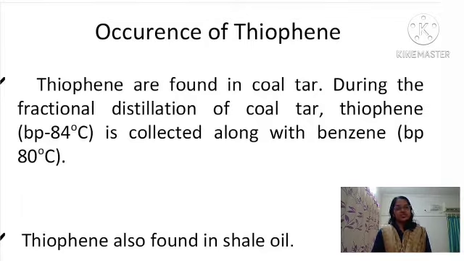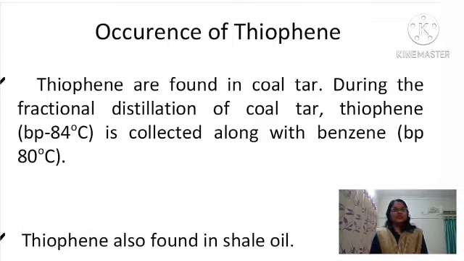So during the fractional distillation of the coal tar, we will get thiophene along with benzene, because thiophene and benzene have comparable boiling points. That is, thiophene has a boiling point of 84 degrees Celsius and benzene's boiling point is around 80 degrees Celsius. So benzene always contains 0.5% of thiophene. Therefore, it should be carefully treated to obtain thiophene-free benzene by the fractional distillation of coal tar.